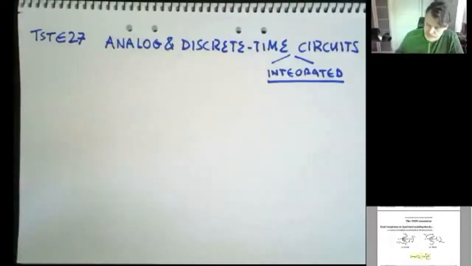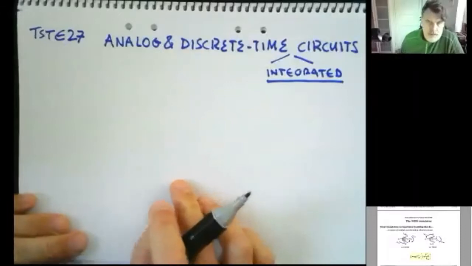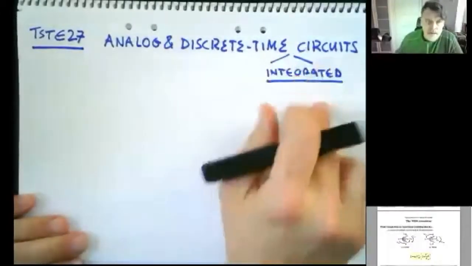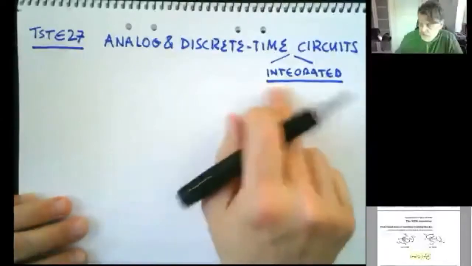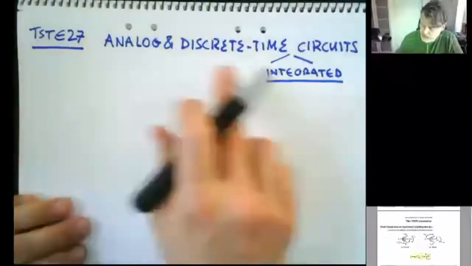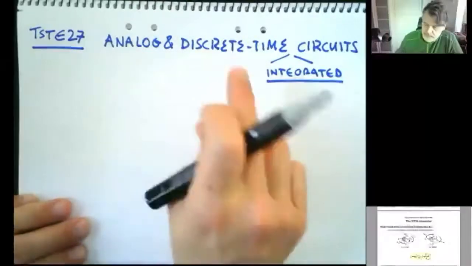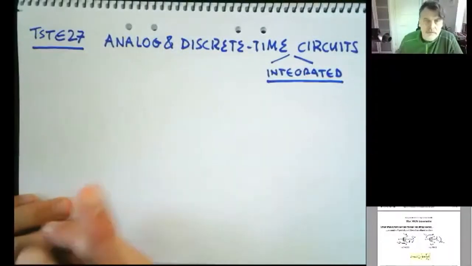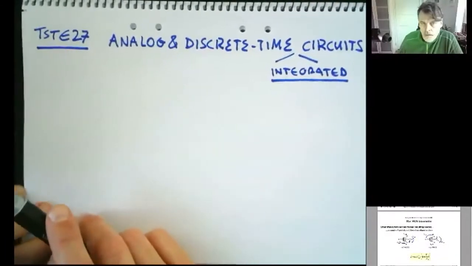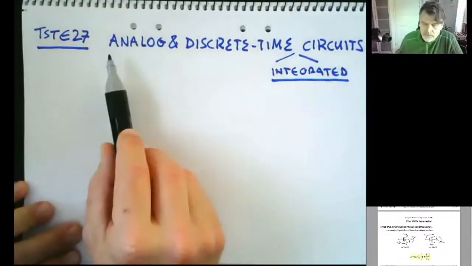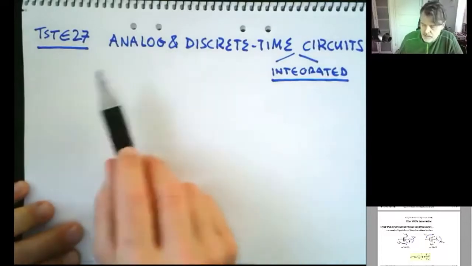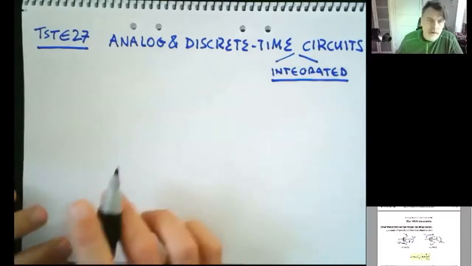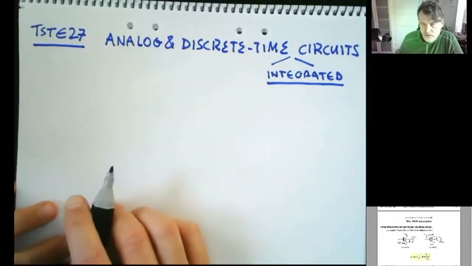So welcome to lecture number 1 in TSTE27, the analog and discrete time integrated circuits. The focus of this course is indeed 3 parts: analog, discrete time, and integrated. They have some different implications. We're also going to follow from analog up to discrete time and then towards some more integrated combined circuitry or signal processing.